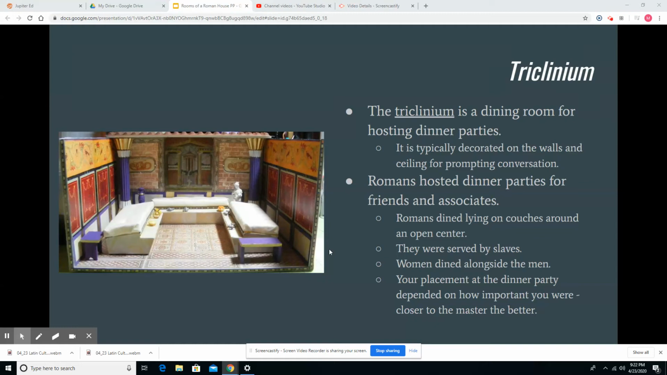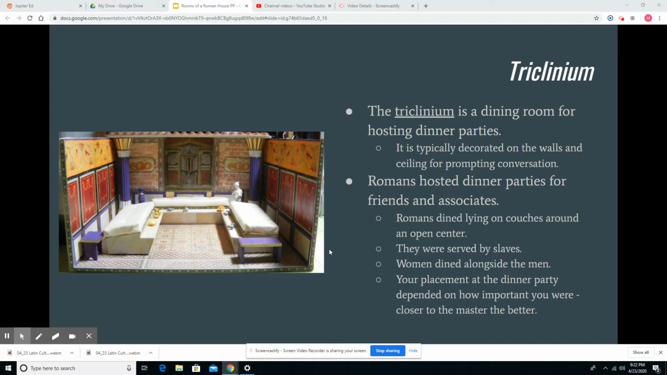Okay, the next room in a Roman house that we're going to talk about is the triclinium. The triclinium literally means three, and cline, like couch. So usually it's three couches around the outsides of the room, like we can see in this picture off to the left here. And Romans would use this room to host dinner parties.